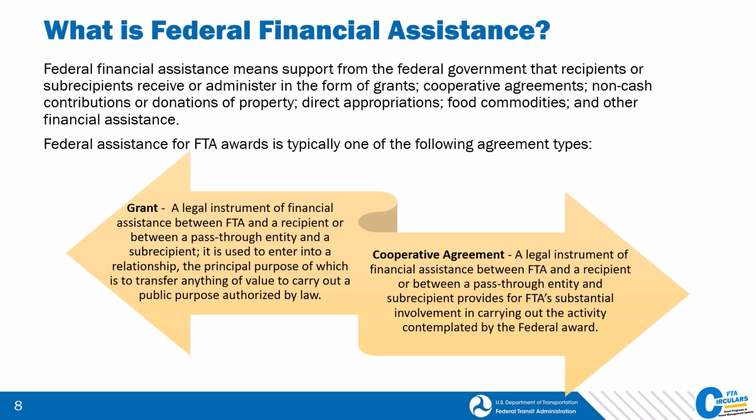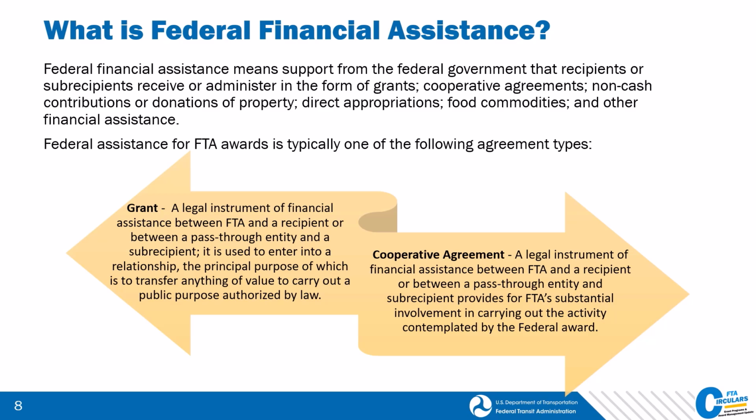So, federal financial assistance is support from the federal government to accomplish a public good that is provided to a recipient or subrecipient in the form of a grant, a cooperative agreement, a non-cash contribution or property donation, a direct appropriation, some sort of food commodity, or another item of value. FTA typically awards federal financial assistance through a grant or cooperative agreement.